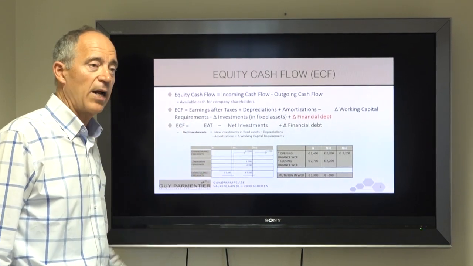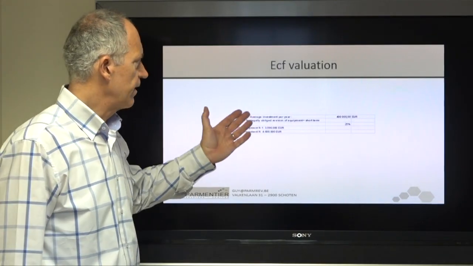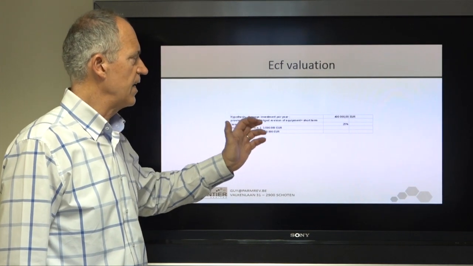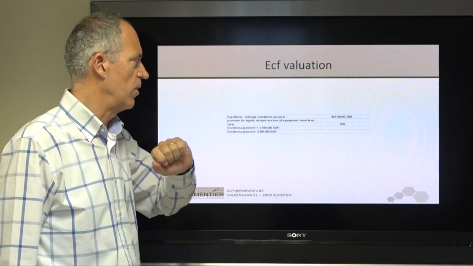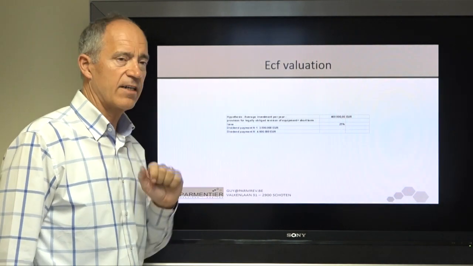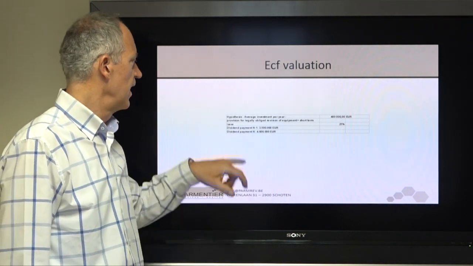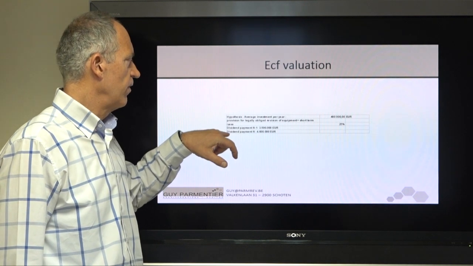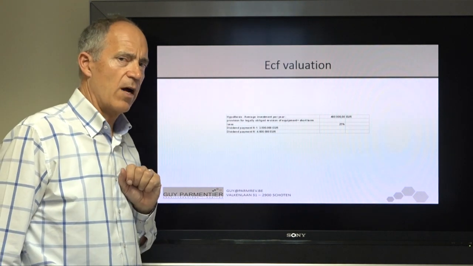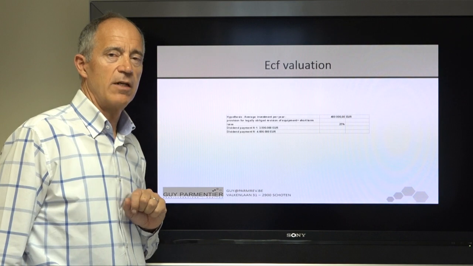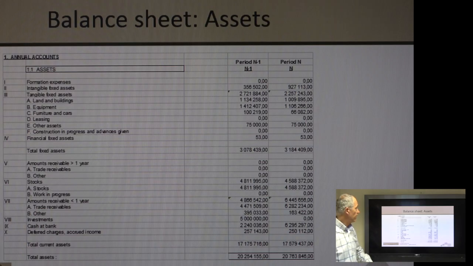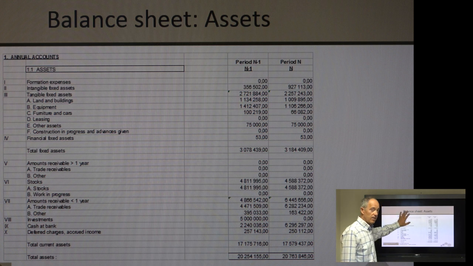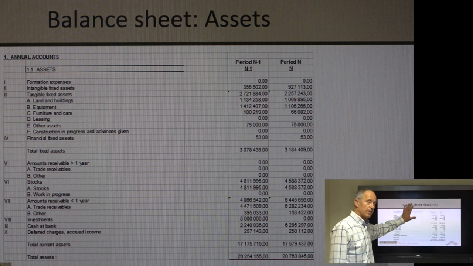Now, let's go to a practical example. Let's assume that the company I'm going to show you has an average yearly investment for recurrent investments of 400,000, that the taxes are 25%, and that the dividends of the last year amount to 4.6 million euros. Now, let's start. All right, here is the balance sheet, the asset side, and here is the liability side.